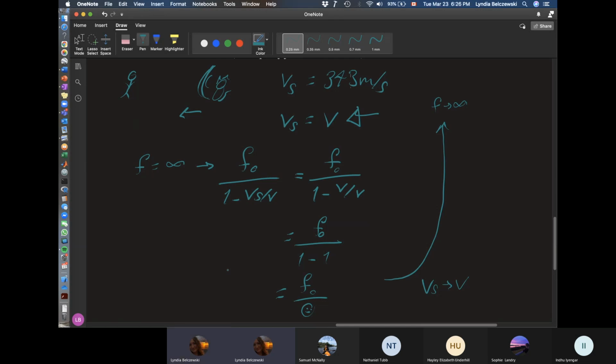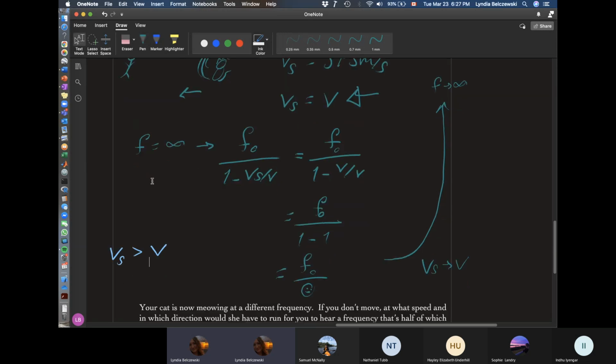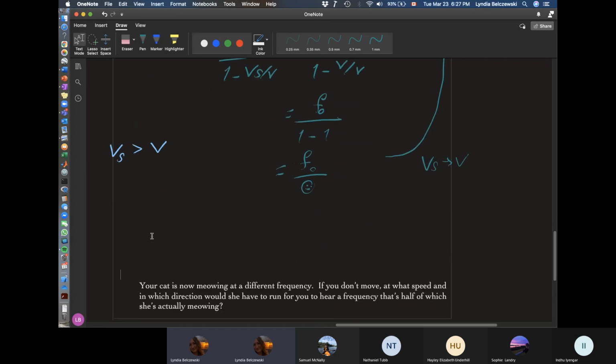Ooh, okay, interesting question in the chat. Someone asked, what happens when the speed of the source is faster than the speed of sound? So Vs, the speed of the source, is faster than V, the speed of sound. That is a really interesting question. Let's look at the math to tackle that one. That's what I do when I get lost with physics: I look at math and try to make that make sense.